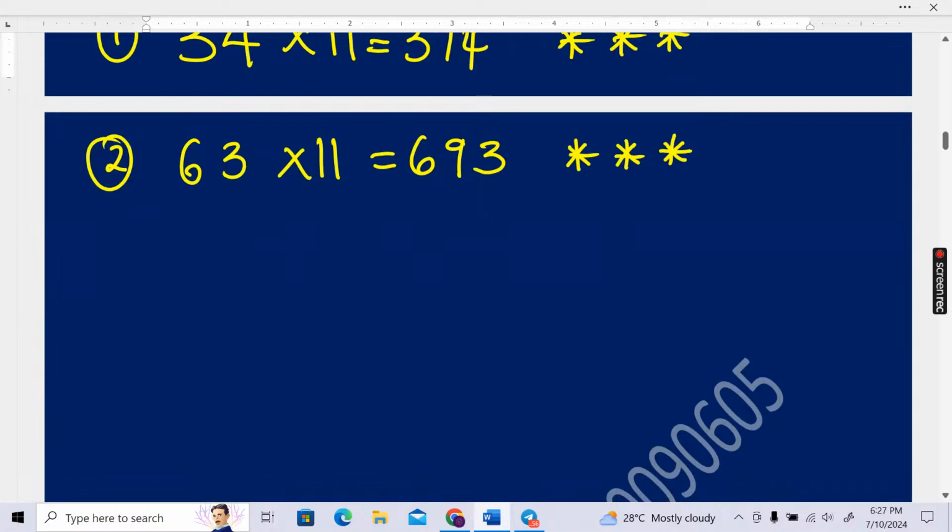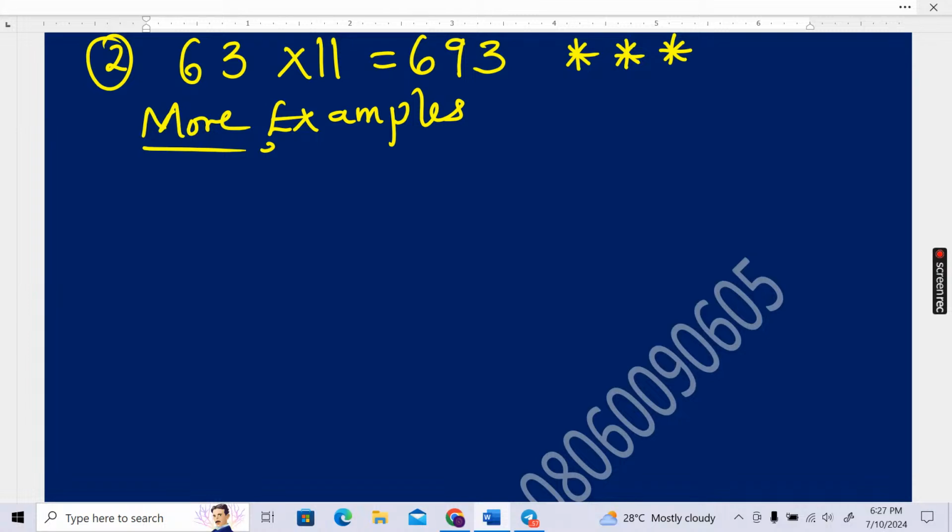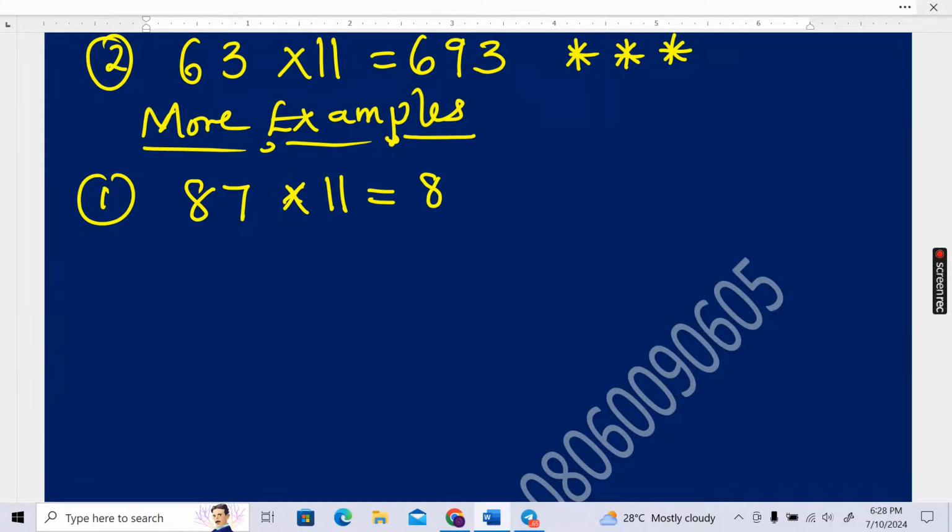Let's move on to the next concept under multiplication by 11. Now, more examples. This time we have bigger numbers. What if I have 87 times 11? Can somebody think about it? 87 times 11. The first thing you're going to do is write down the first digit and the last digit with a space in between. Add the 2 digits together.